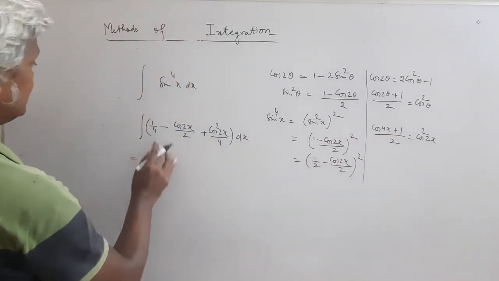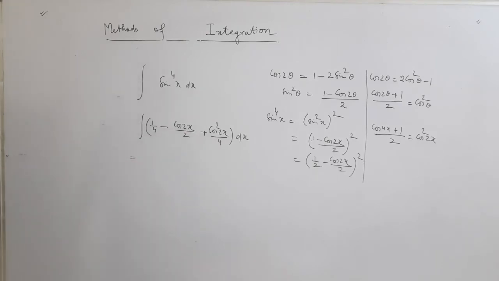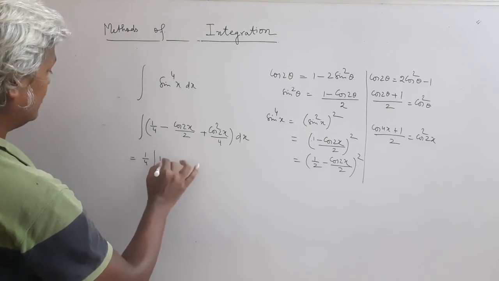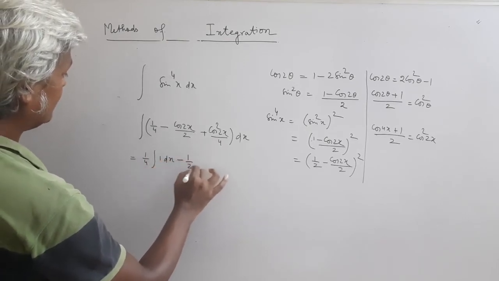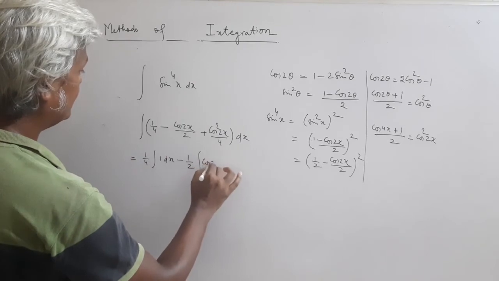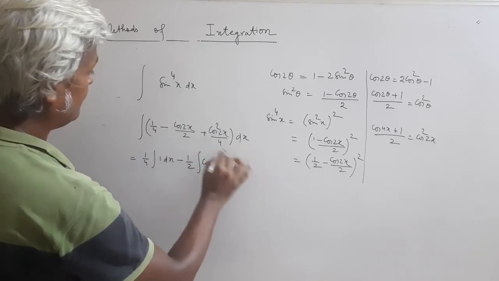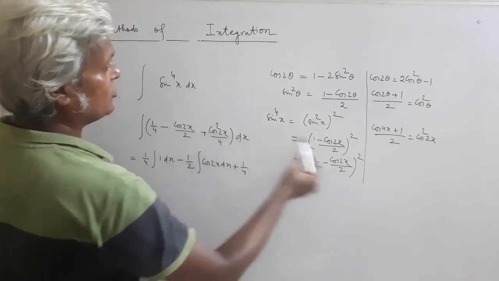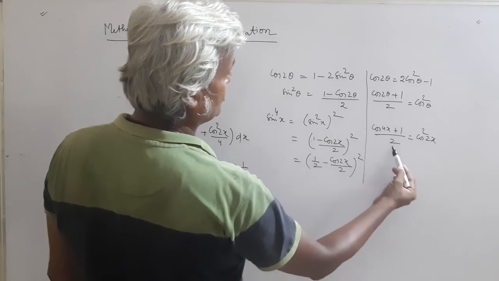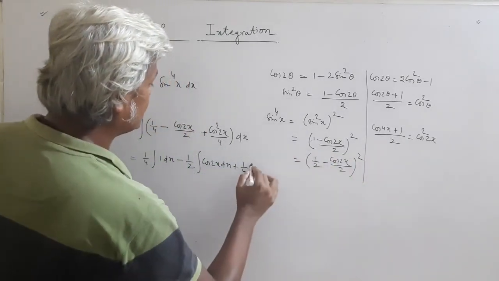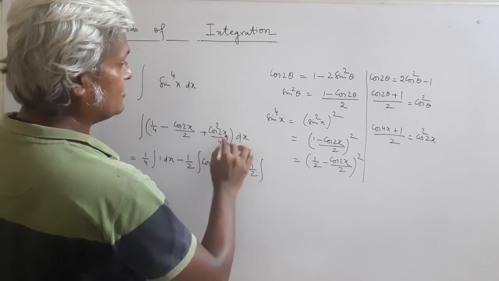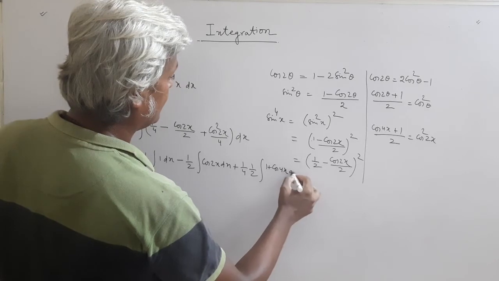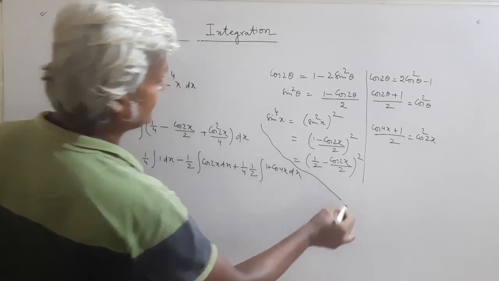So here I break this down into the difference and sum of integrals. This becomes integration, 1 by 4 taken outside, 1 dx, minus 1 by 2 outside, integration of cos 2x dx, plus 1 by 4 outside, and in place of cos square 2x I write 1 plus cos 4x over 2. So this 2 again comes outside, 1 over 2, and in place of this I can write 1 plus cos 4x dx. So let me create a separator here.